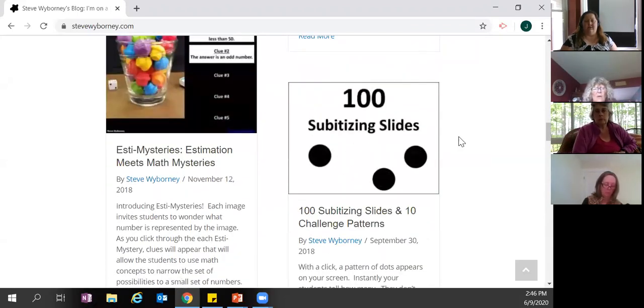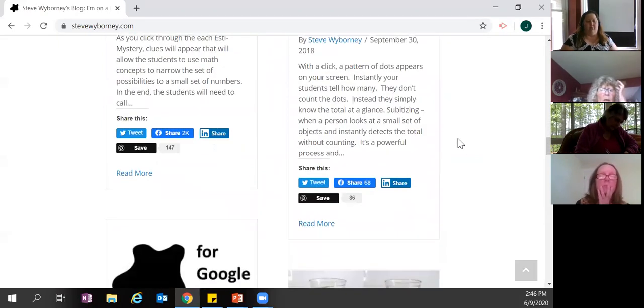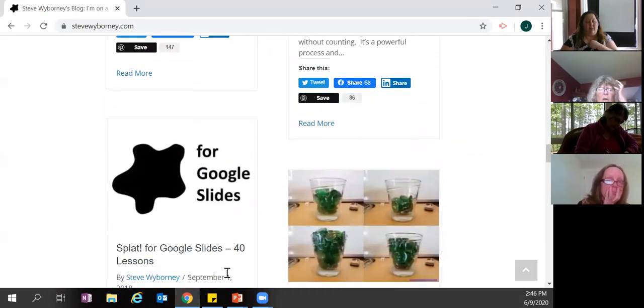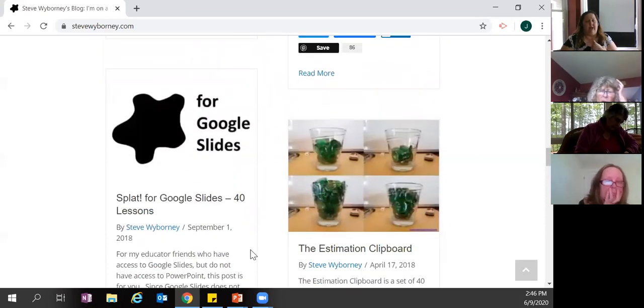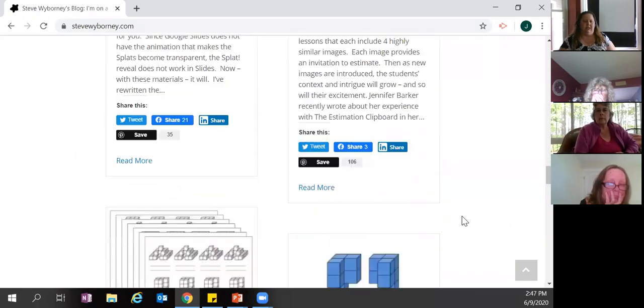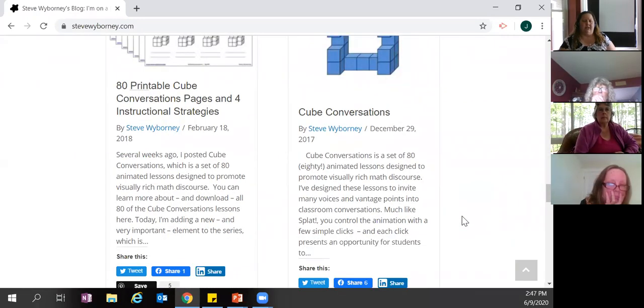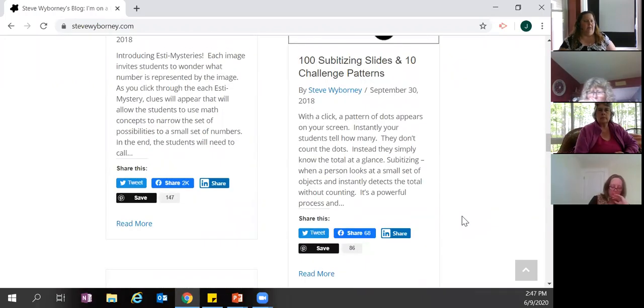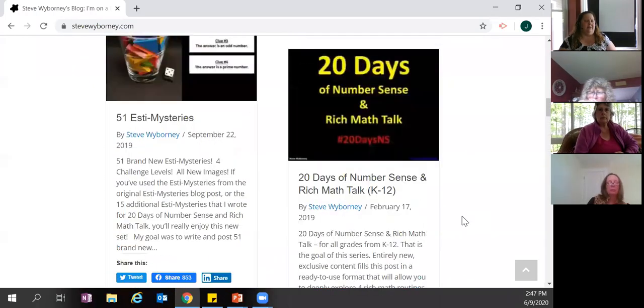Subitizing cards. Subitizing is being able to recognize a grouping of objects without having to count them. So it's being able to look at something and know how many. So he's got some slides that help students work with that. Splat was the routine where we looked at what was underneath. If we knew how many total, we could take away what we saw and figure out how many must be hidden under the splat. He has an estimation clipboard routine. So he has lots of different routines, so it's definitely a site worth checking out. But I'm going to take us back up here to the Estimistry page.